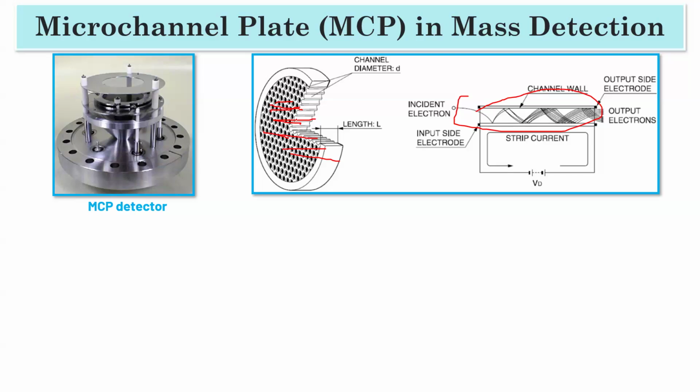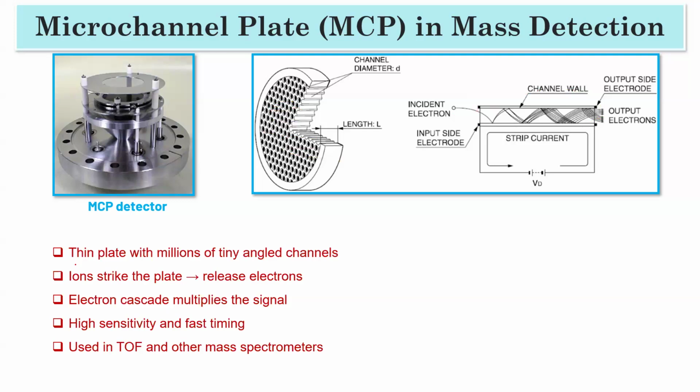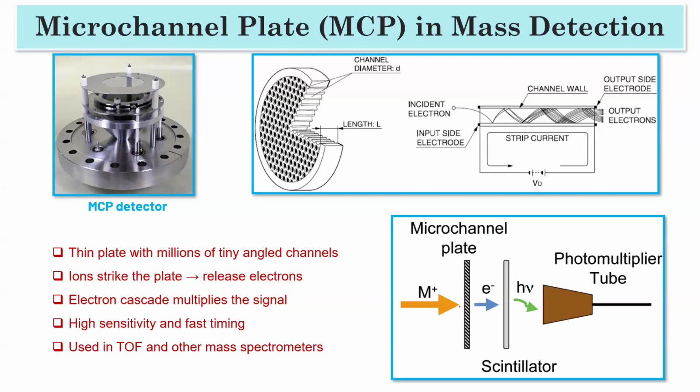Okay, so in the MCP, this is the shape of it. It is just a thin plate with millions of tiny angled channels. An ion will strike the plate and then release electrons. As I discussed previously, the electrons will multiply the signal. So it has high sensitivity and fast timing, and it is used in various kinds of mass spectrometry.